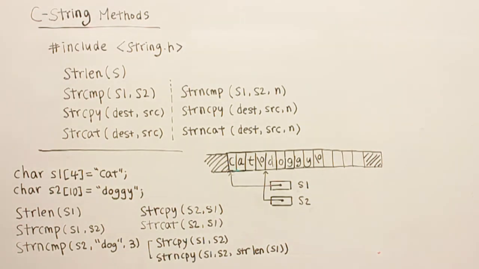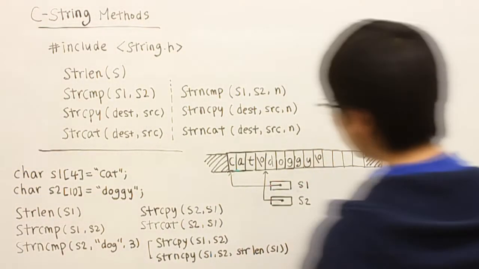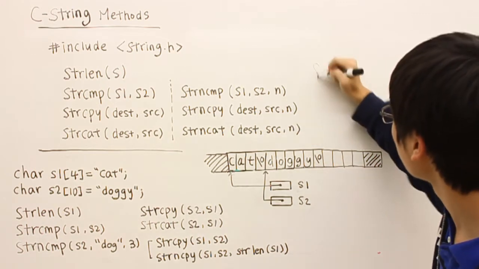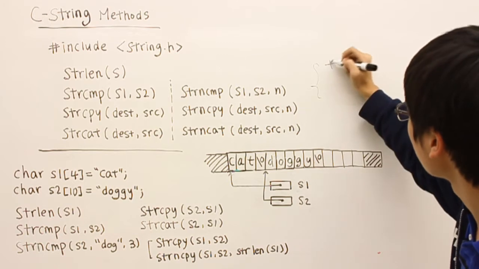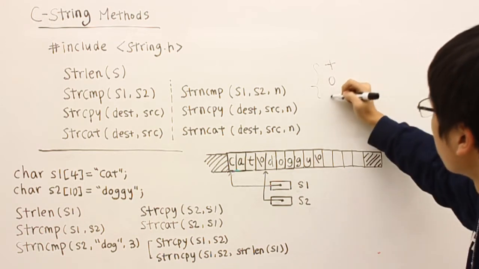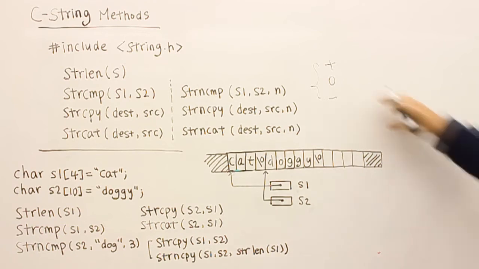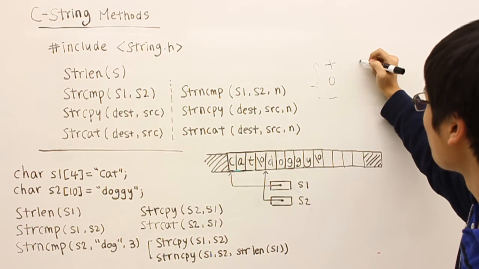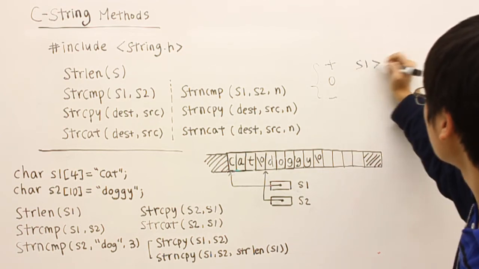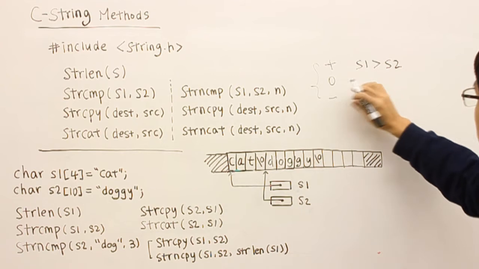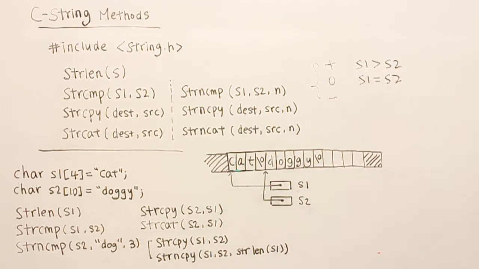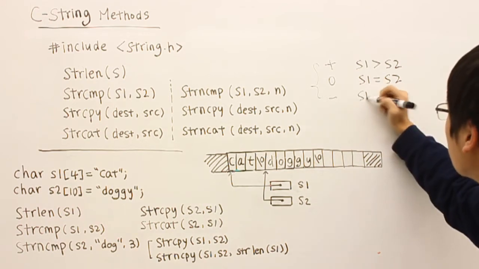Okay, now let's look at how we can actually use these methods. First of all, the return value of strcmp is one of these 3. It can be either a positive integer, or a 0, or a negative integer. It returns a positive number when S1 comes after S2 in lexicographic order, and it returns 0 when S1 is equal to S2. And it returns a negative number when S1 comes before S2.